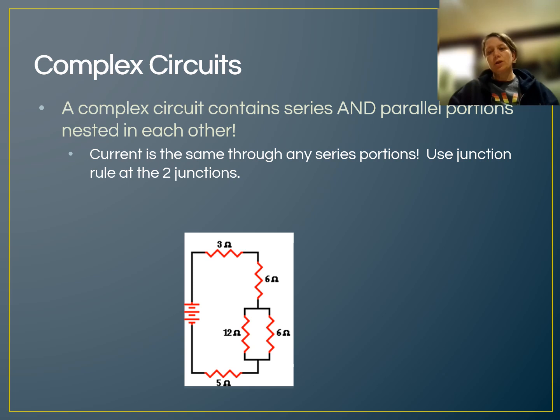The loop and junction rules that we learned earlier are going to apply through each chunk of a circuit that fits one of the two patterns we learned about. Wherever we have resistors in series, we're going to make sure that the current is the same through any of those resistors. We can also use the junction rule at the two junctions shown in this circuit. So we've learned that earlier, and that rule is going to apply at those two junctions.